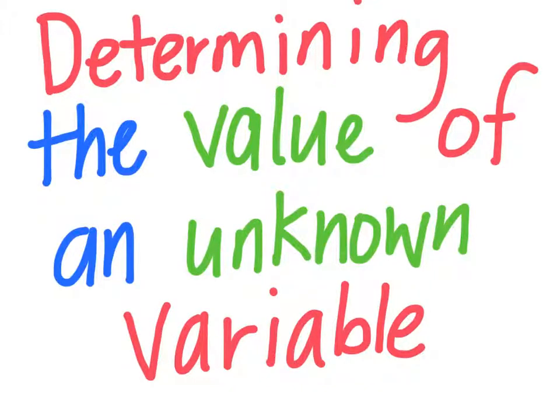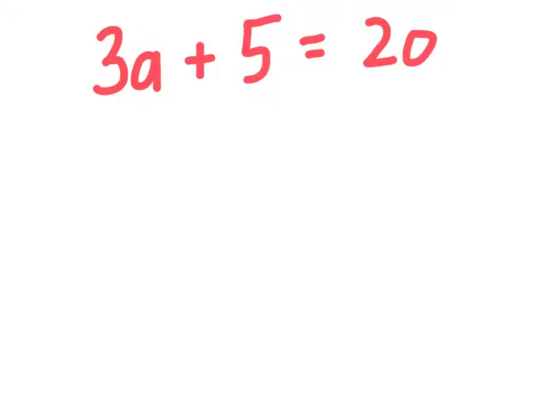Determining the value of an unknown variable. So I'm going to solve this equation for the unknown variable a, which means I will end up with a equaling a number. So I have 3a plus 5 equals 20, and my goal is to get a on its own.